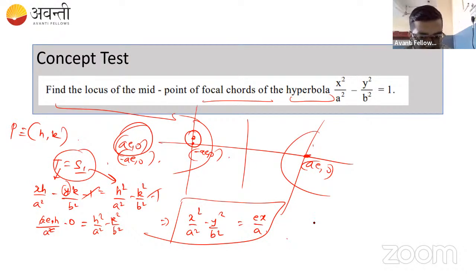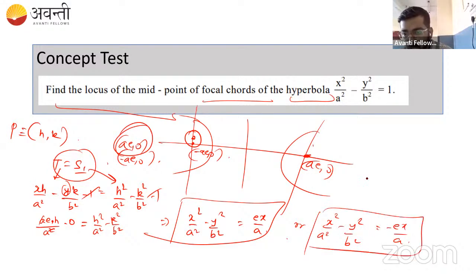And when it is passing through (-ae, 0), instead of e you will get minus e. So we can write x square by a square minus y square by b square equals minus ex by a, right? So this is when passing through (-ae, 0), and this is when passing through (ae, 0).